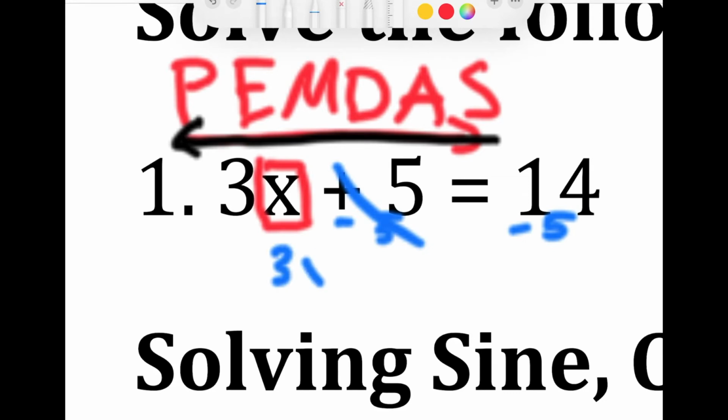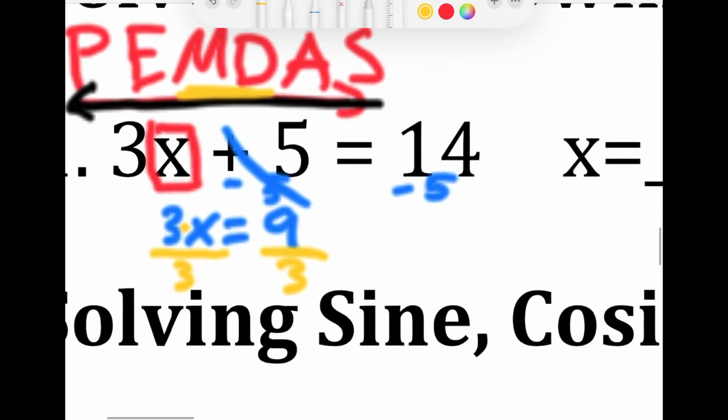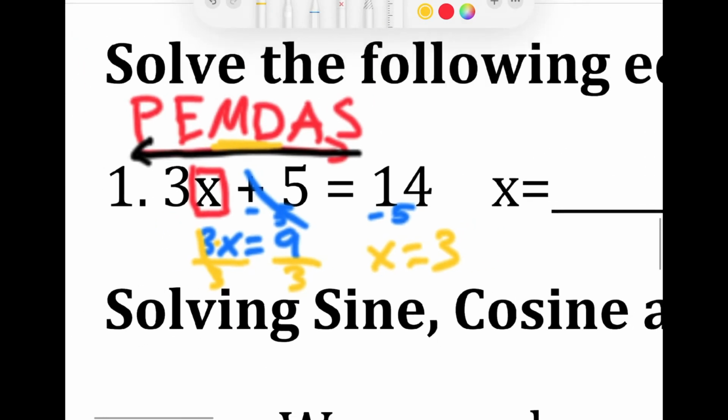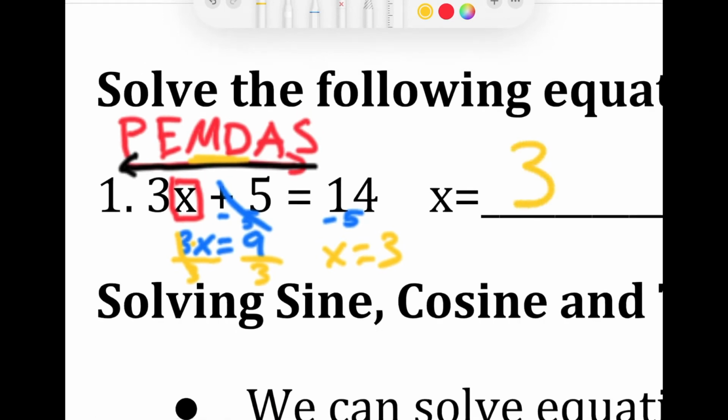We're left with 3x equals 9. Then we're going to do multiplication and division. So there is multiplication with the variable still. So we've got to do the inverse operation of multiplication, which is division. 3's cancel out. x equals 9 over 3, or 9 divided by 3, which is 3. And that would be our answer for number 1.